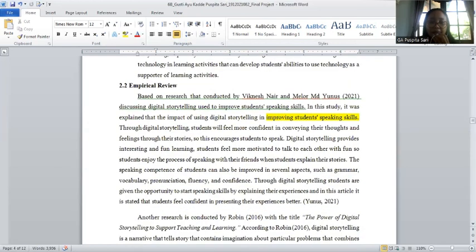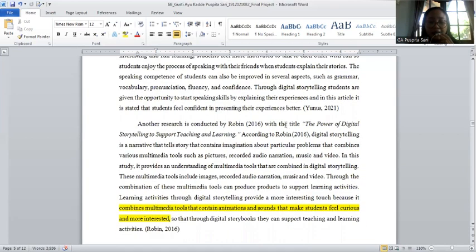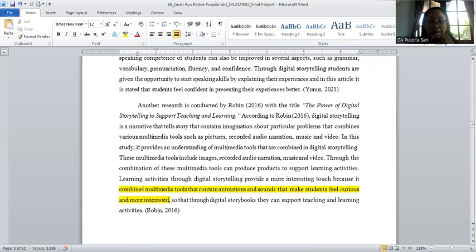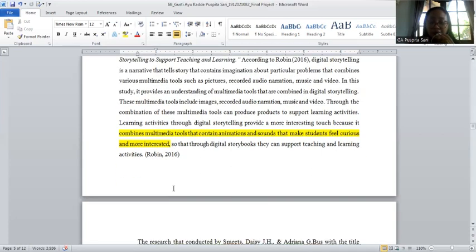The next part is the empirical review. I put here eight theories from previous research by some researchers. The first is from Fitriani, Nair, and Mohd Medianes in 2021. They explained that digital storytelling can improve students' speaking skill. The next is from Robin. Digital storytelling combines multimedia tools containing animation and sound that make students feel curious and more interested.